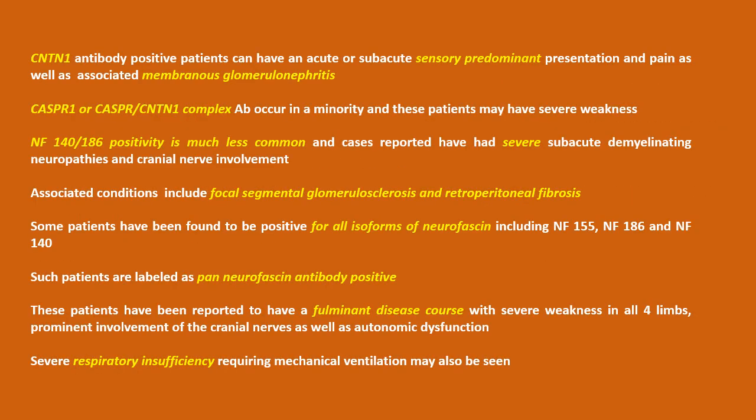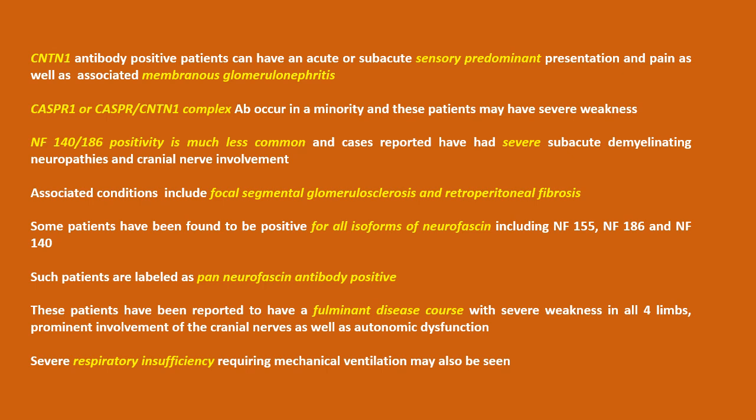Contactin-1 antibody-positive patients can have an acute or subacute sensory predominant presentation and pain, as well as associated membranous glomerulonephritis. Caspr1 or Contactin-1 complex antibodies occur in a minority, and these patients may have severe weakness. NF140 and 186 positivity is much less common, and cases reported have had severe subacute demyelinating neuropathies and cranial nerve involvement. Associated conditions include focal segmental glomerulosclerosis and retroperitoneal fibrosis.